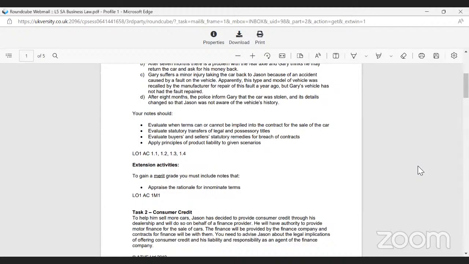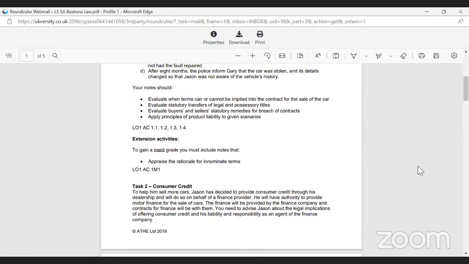So if you want to get better marks and you want to get a merit, you need to look at that last part there: appraise the rationale for innominate terms. Can you see that, Sumit? Yeah, and that is on the slides on learning outcome 1 in 1M1. At the heading, it should say 1M1. That means merit, and if you do that as an extra, you will get an extra mark, so you would get the merit.